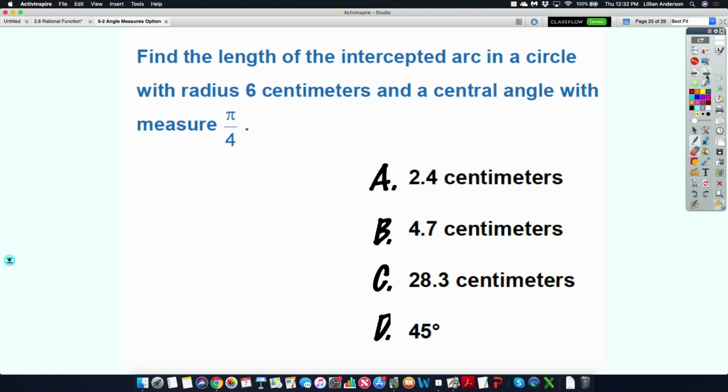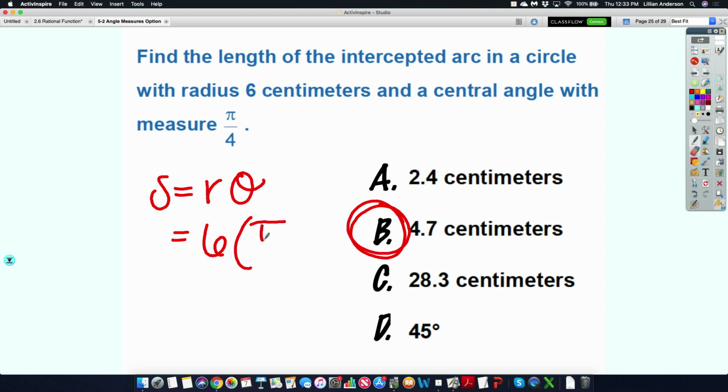Okay? Do this one on your desk. What do we get for our answer? Make sure you use the formula r theta here because theta, your angle, was given to you as a radian. Okay, so there's a difference between the two formulas. Make sure you use the correct one.